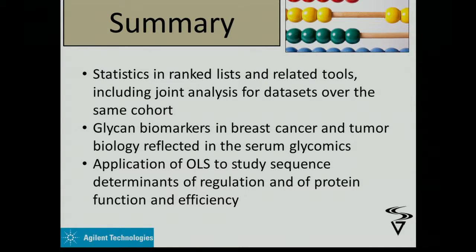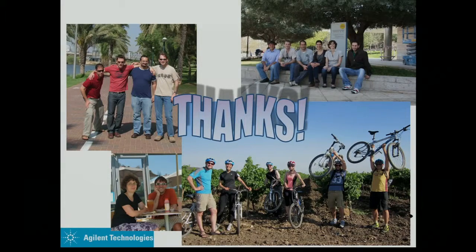So, in summary, I showed some statistics in ranked lists and related tools, including joint analysis of different molecular levels over the same cohort. Serum glycomics is a potential source of biomarkers and a potential source of understanding what's going on in the tumor, which is very accessible to us because it's in the blood. And I showed some applications of oligonucleotide libraries. And thanks to all the people that did the work and to you for your attention.